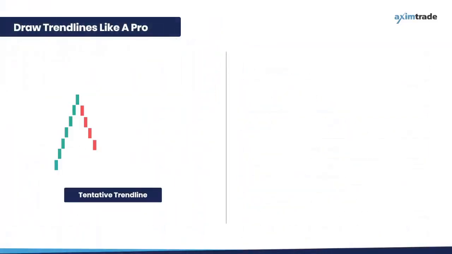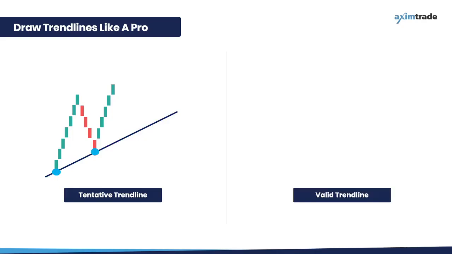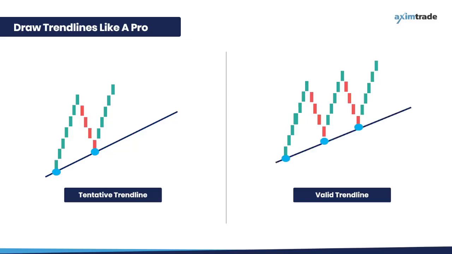Generally, if only 2 points are connected, then it is called a tentative trend line. And if the trend line connects more than 2 points, it is called a valid trend line. The more peaks or troughs are connected with the trend line, the more valid the trend line will be.